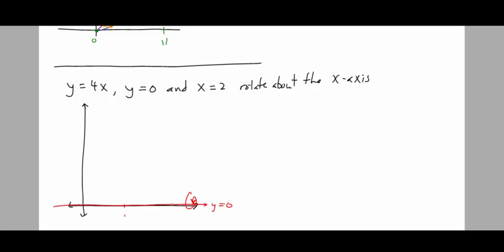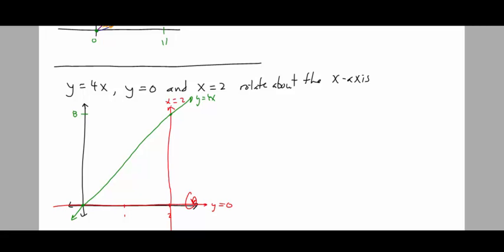x equals 2 we're going to say is right here. Whoops, that's not really a straight line. So x equals 2 is this nice vertical line. And the graph y equals 4x has the ordered pair 0, 0 at the origin. And then if I plug in x equals 2, it crosses up here at 8. So that's my point of intersection. So this is the graph y equals 4x.